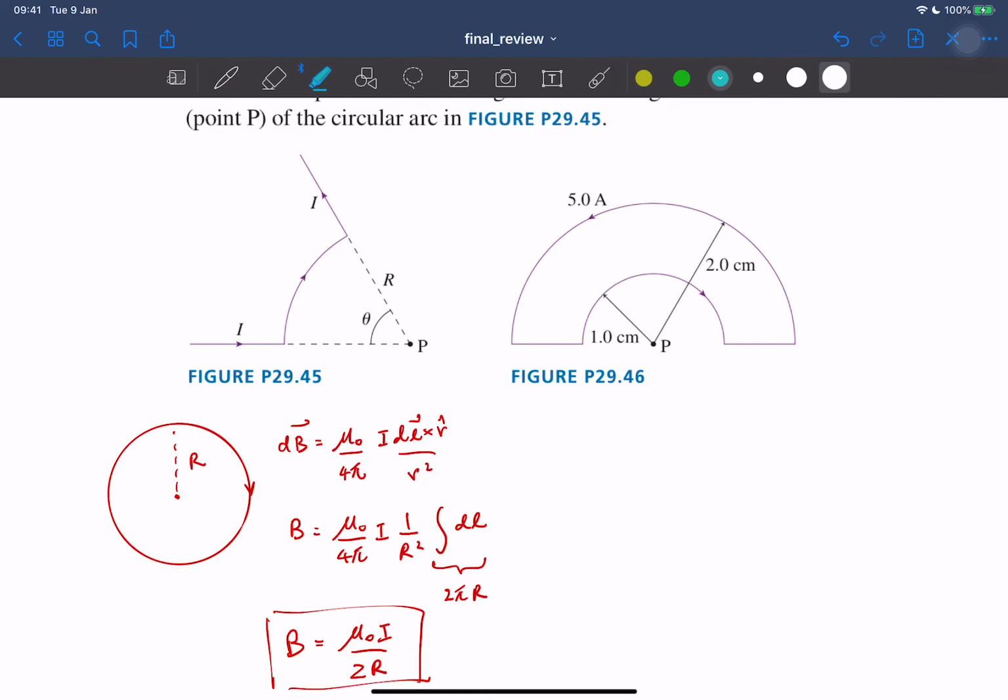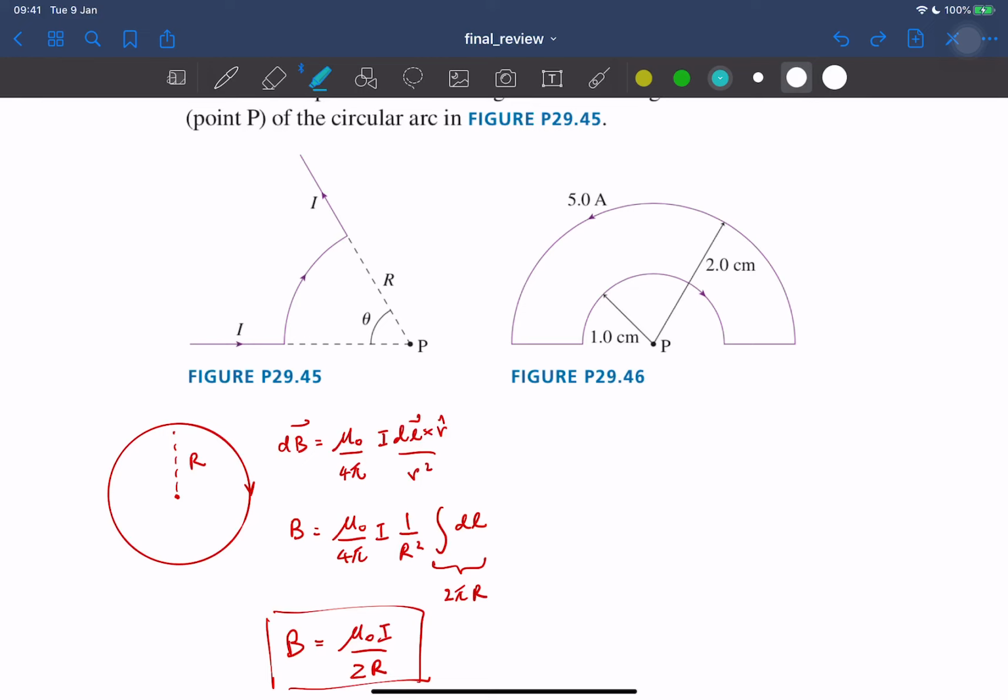Well, the straight section that you have here is not going to contribute to the magnetic field at point P, because the cross product here will be 0. And also, if you remember Ampere's law, this point P is actually at 0 distance from the current I, so it's not going to contribute. So the only thing that contributes in this diagram is this arc here. That's why the magnetic field is non-zero.